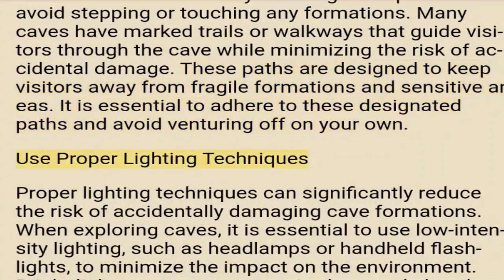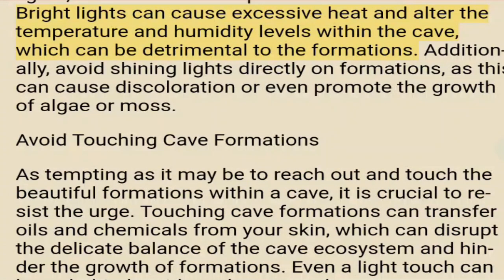Use proper lighting techniques. Proper lighting techniques can significantly reduce the risk of accidentally damaging cave formations. When exploring caves, it is essential to use low-intensity lighting, such as headlamps or handheld flashlights, to minimize the impact on the environment. Bright lights can cause excessive heat and alter the temperature and humidity levels within the cave, which can be detrimental to the formations. Additionally, avoid shining lights directly on formations, as this can cause discoloration or even promote the growth of algae or moss.